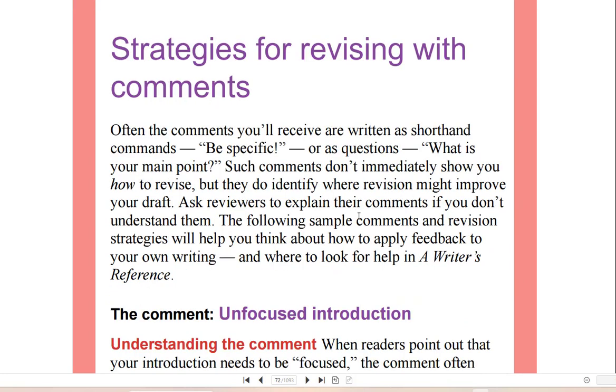Strategies for revising with comments. Often the comments you'll receive are written as shorthand commands: be specific, or questions such as, what is your main point? Such comments don't immediately show you how to revise, but they do identify where revision might improve your draft. Ask reviewers to explain their comments if you don't understand them. The following sample comments and revision strategies will help you think about how to apply feedback to your own writing.